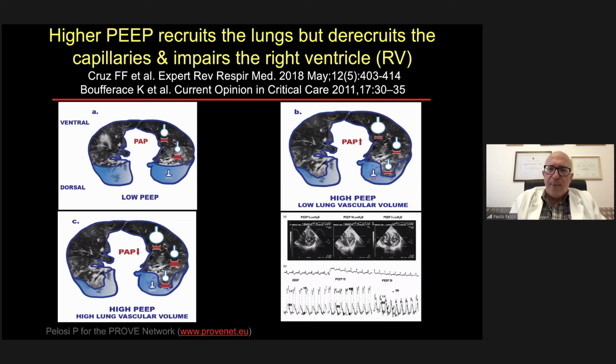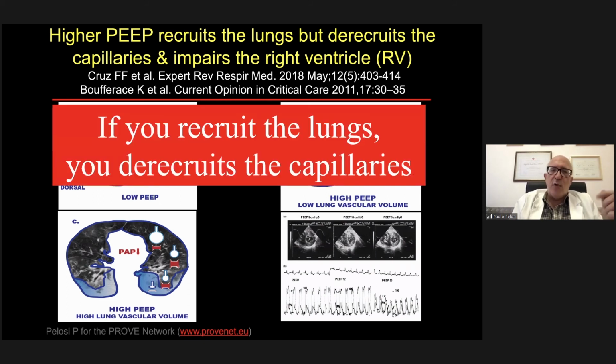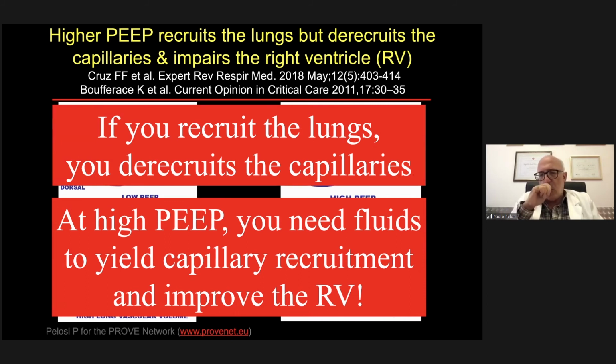So higher PEEP levels are always associated with an increase in vascular overload. That's why I think we should maintain PEEP at minimal to moderate levels in order to avoid an excessive increase in the afterload. If you recruit the lungs, you de-recruit the capillaries, and at high PEEP level, you need fluids to yield capillary recruitment and improve right ventricular function.